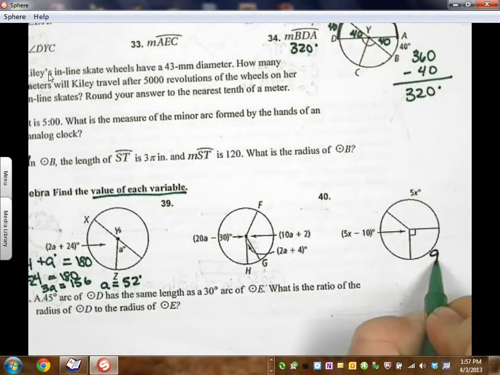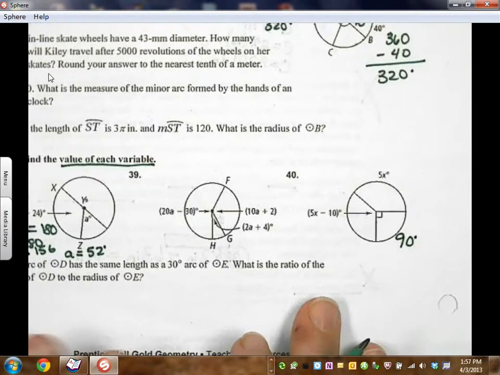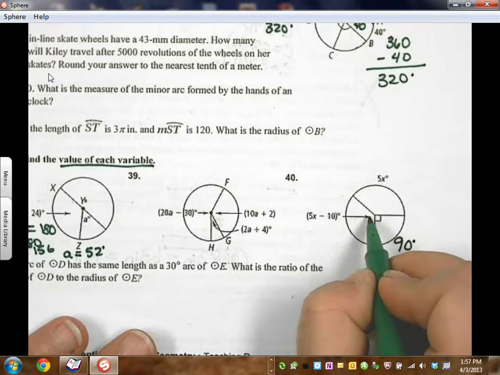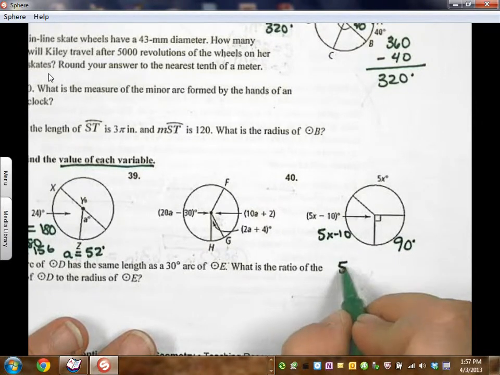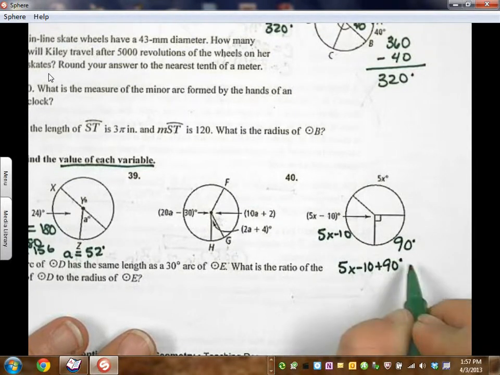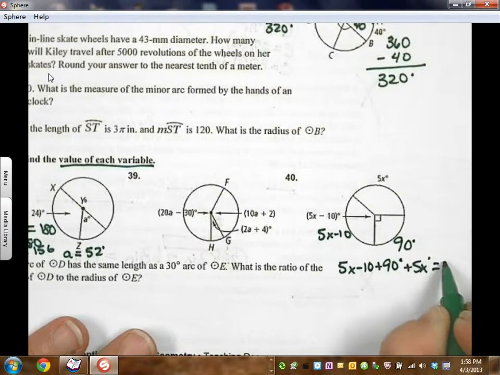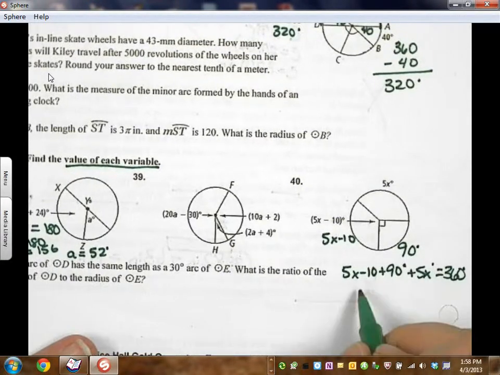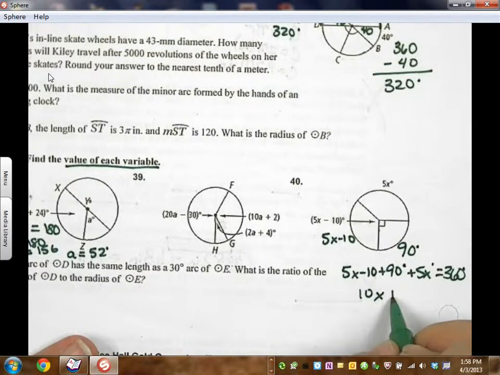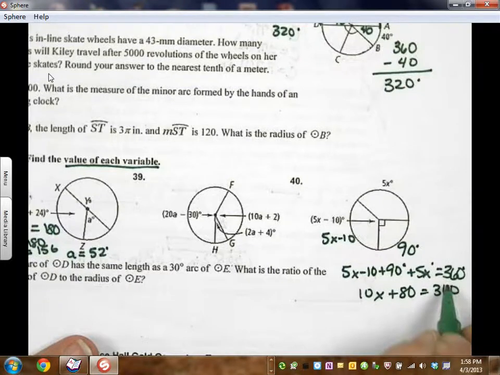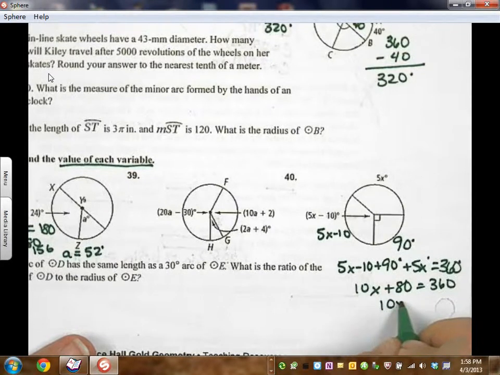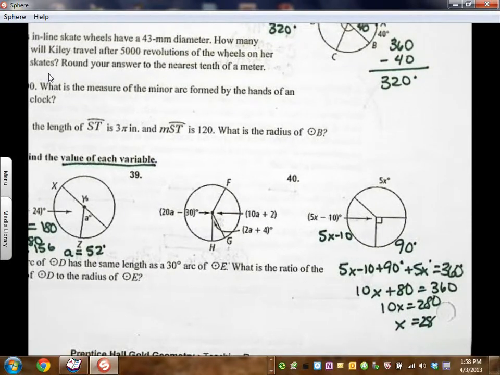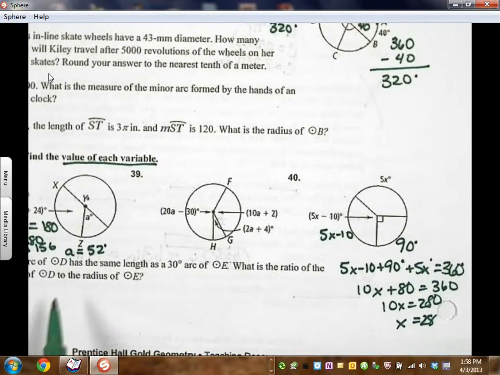Remember, this is going to be 90. That's going to be a big hint here on this one. I know all 3 of these because this is the angle, but we also know it's the arc because that's a central angle. So I know 5x minus 10 plus 90 plus 5x equals, what's the whole circle? 360. So we have 10x plus 80 equals 360. So 360 minus 80, I know 10x equals 280. So x equals 28. That's finding that variable.